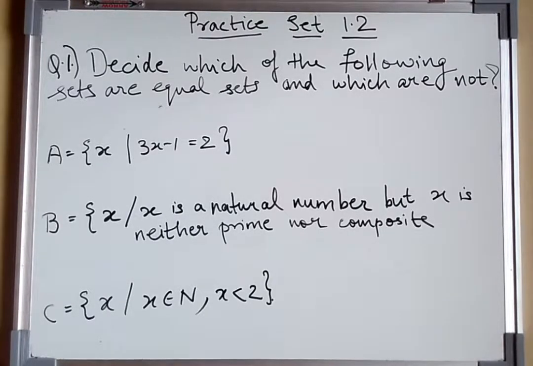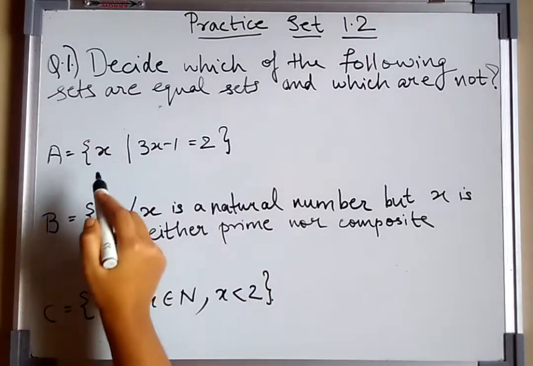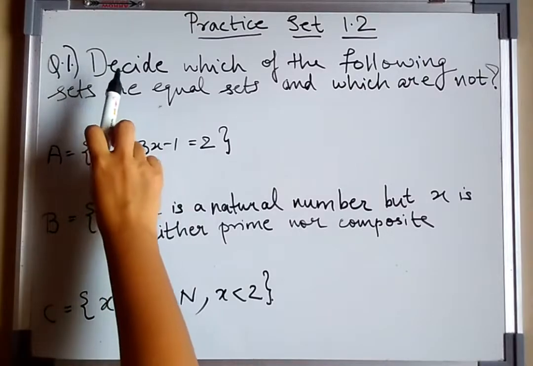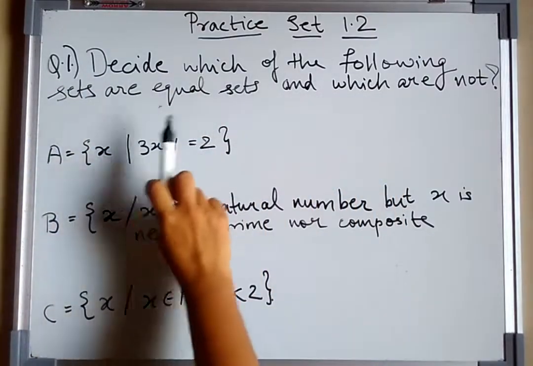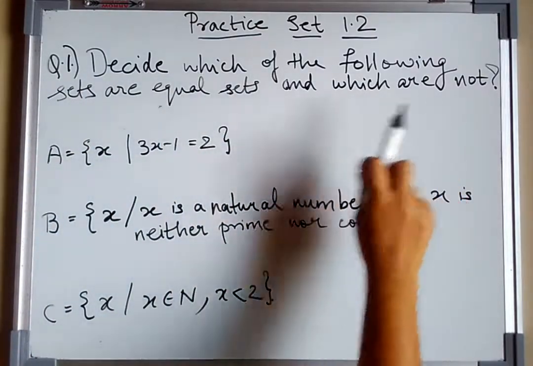We will be solving the practice set 1.2. Actually, these are very simple questions. They are very simple. Now we will quickly try to solve it. So it is based on the concept of equal sets and types of different sets. The first question is, decide which of the following sets are equal sets and which are not.